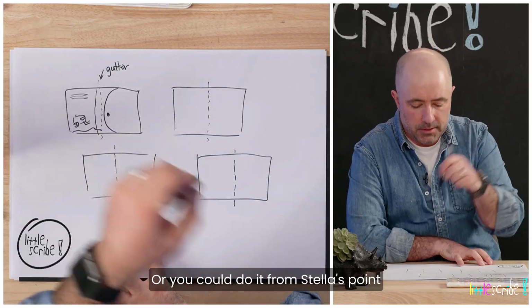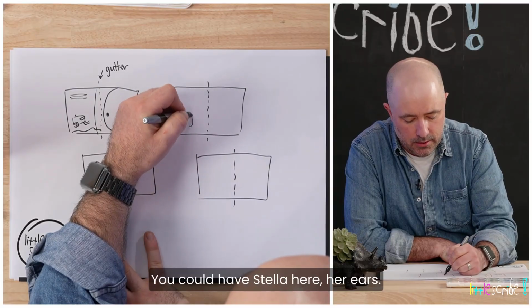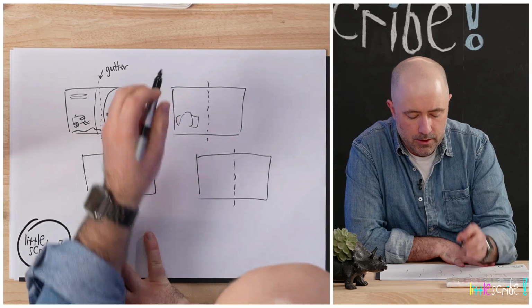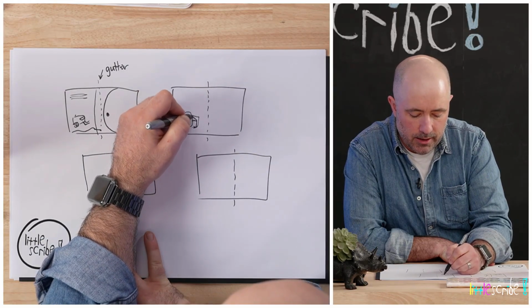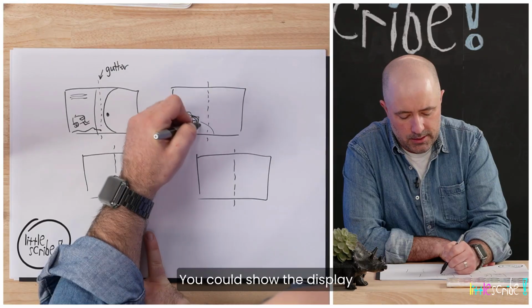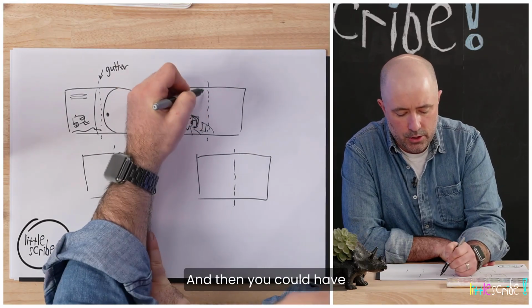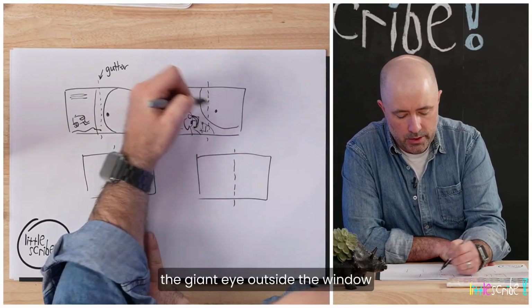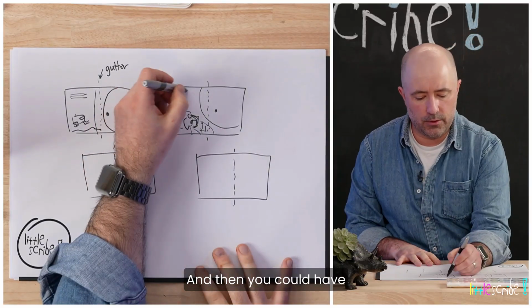Or you could do it from Stella's point of view inside the thing. You could have Stella here, her ears. The only problem with this is that maybe we don't get to see her expression so well. But you could maybe show her face from the side. You could show the display of her submarine and her controls and everything down here. And then you could have the giant eye outside the window looking in like that. Wow. That's another way you could do it. And then you could have the words up here.